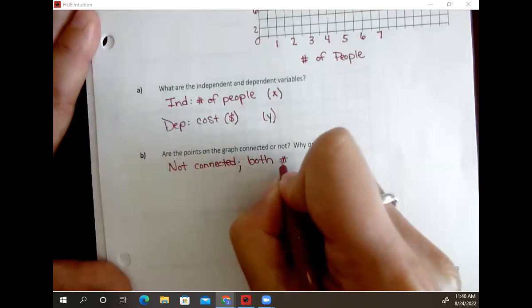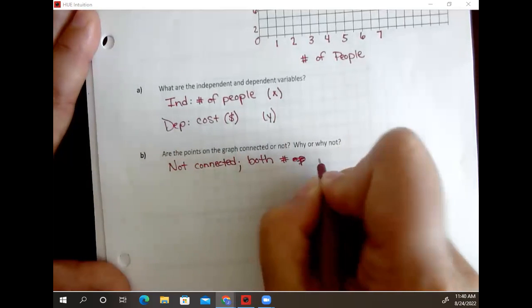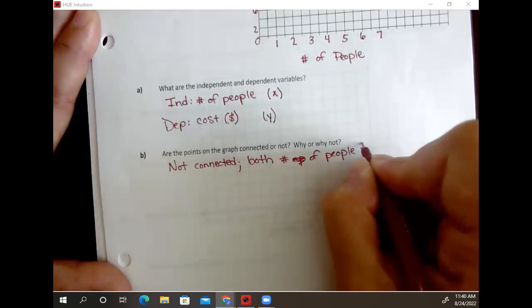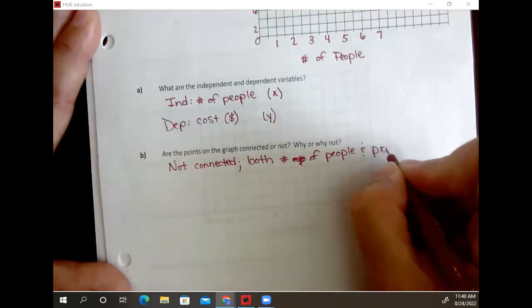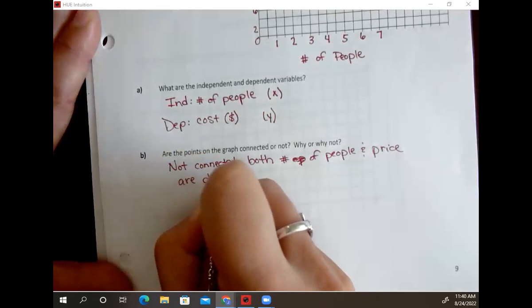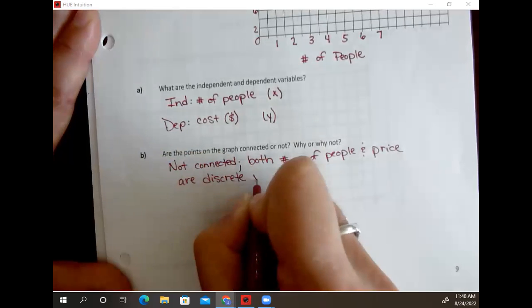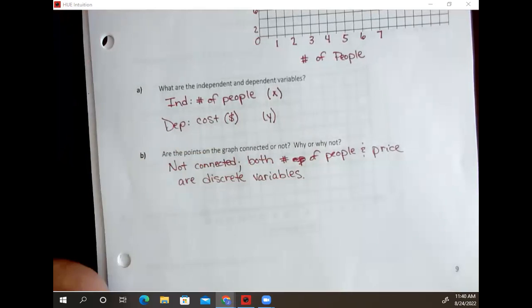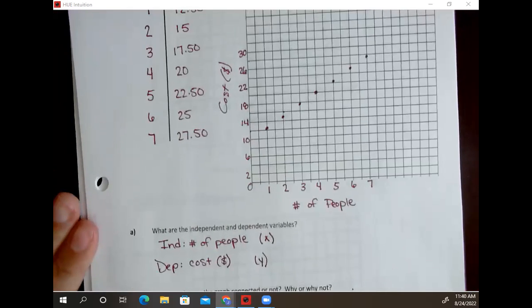Both number of people and price are discrete variables. So we want to leave our graph exactly as it is. Those are both discrete variables. Questions for me for today?